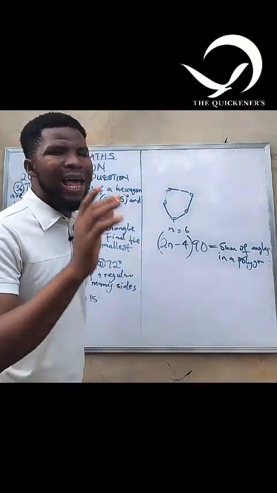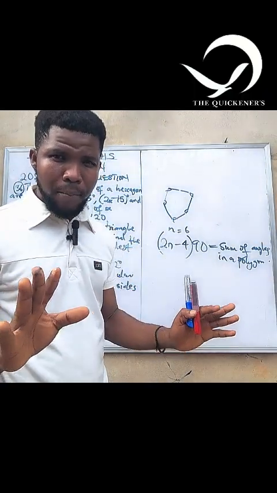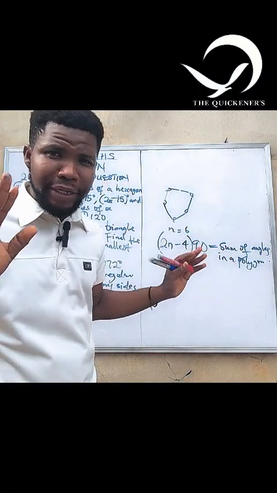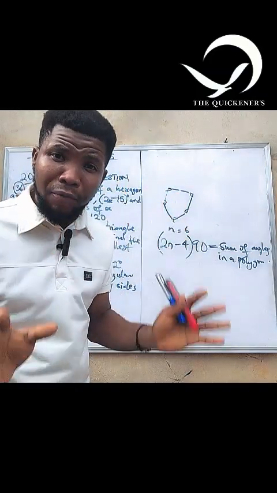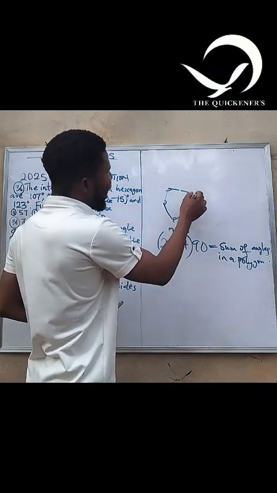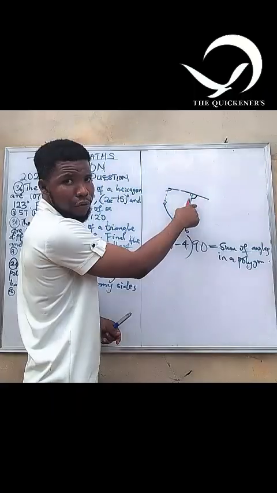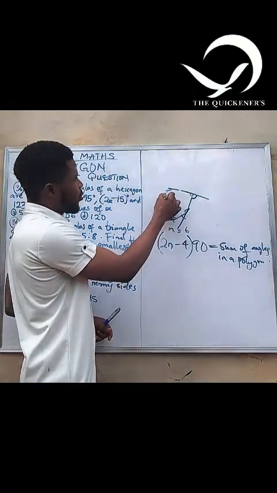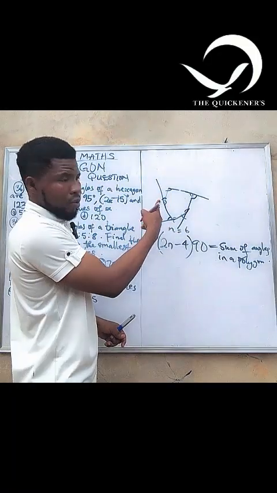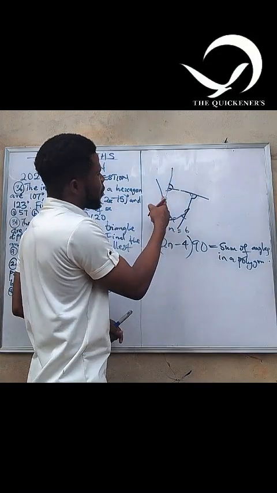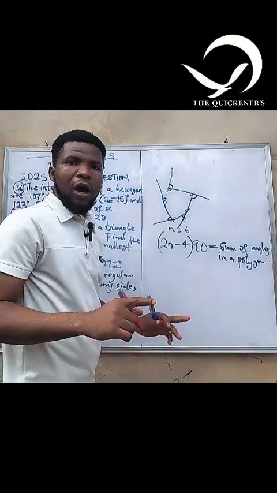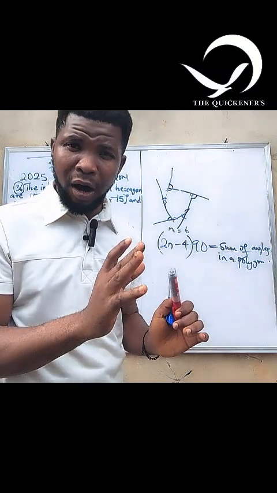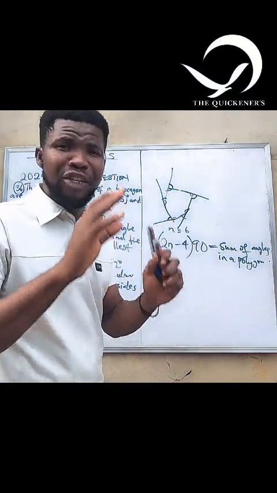Then we now have what we call exterior angles. That one is very simple because no matter the shape, no matter the polygon it is, the sum of exterior angles for all of them are equal. Let me explain. Let's assume that this is the exterior angle. Exterior angle, exterior angle, exterior angle, then the last one, exterior angle. 1, 2, 3, 4, 5. All the exterior angles are the same for all polygons. That is, they have a total sum of 360 degrees.